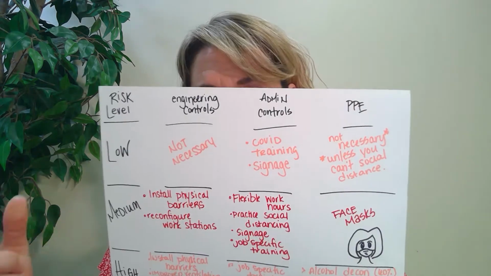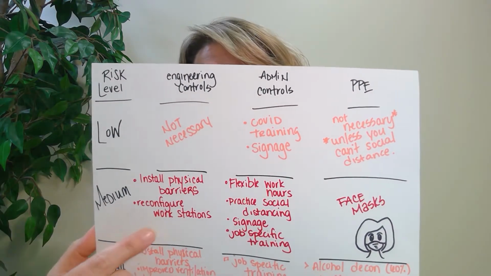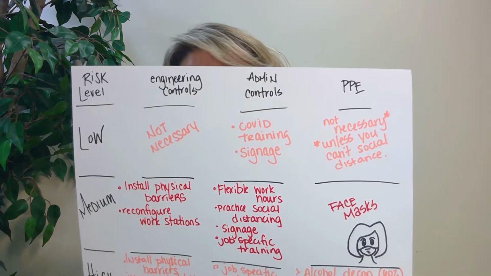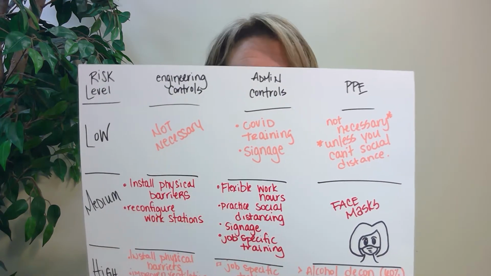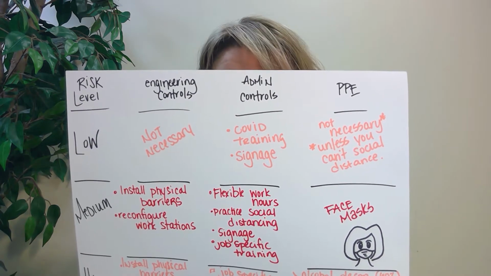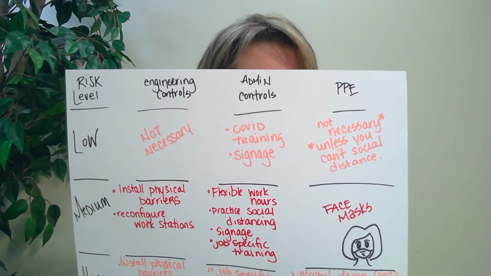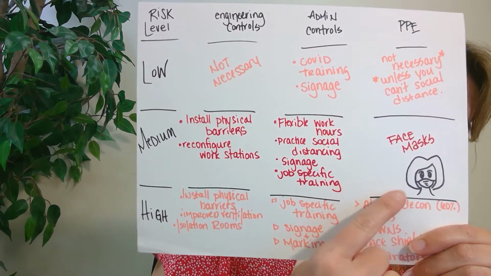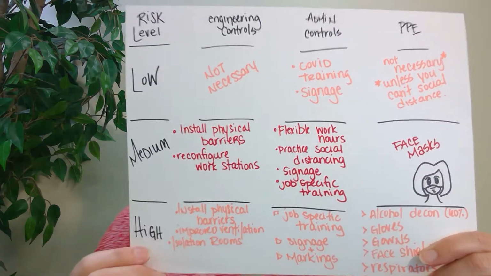So, medium risk. Your engineered controls include installing physical barriers or reconfiguring workstations. Administrative controls can be back to that staggering the work schedule, practicing social distancing, job-specific training. And then your PPE controls are going to be your face masks. That's right, I drew that.